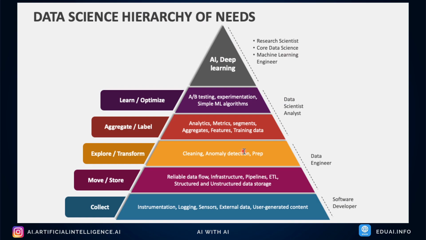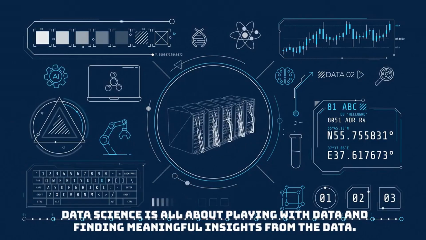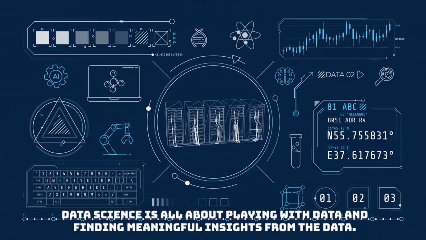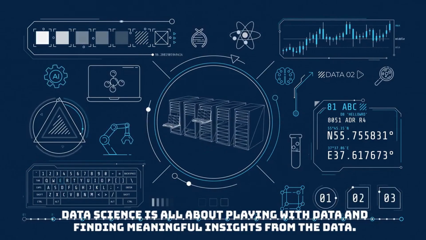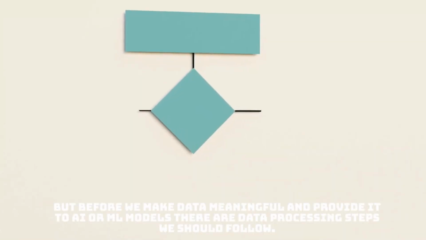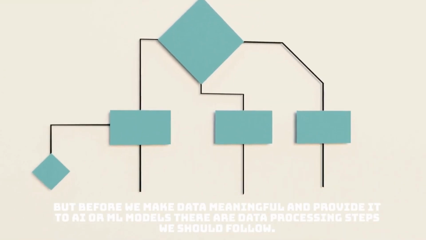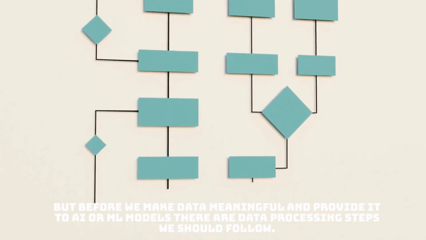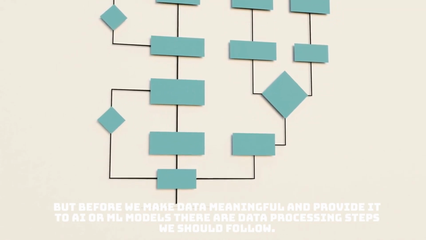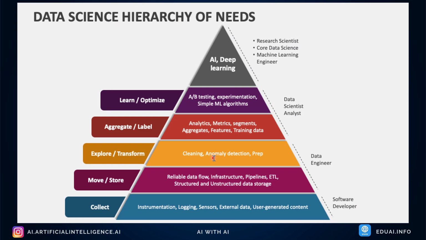Let me start with the data science hierarchy of needs. Data science is all about playing with the data and finding meaningful insights from it. You need to understand the data and find its insights. But before we make data meaningful and provide it to AI and machine learning models, there are certain data pre-processing steps that we should follow. And this is what this diagram also explains.